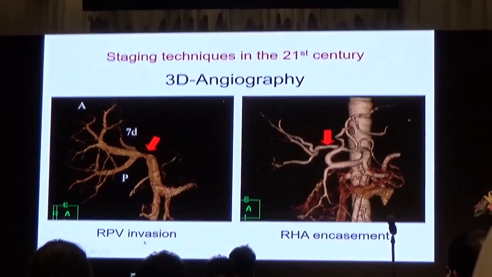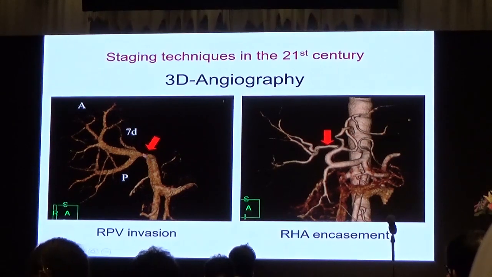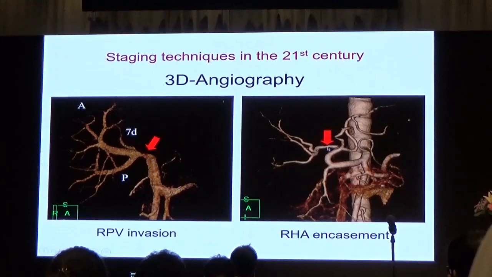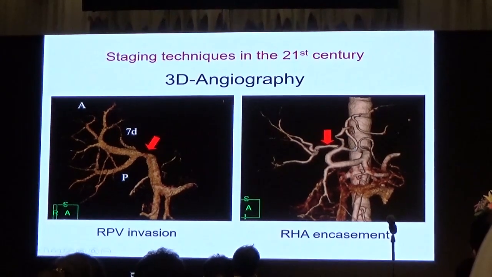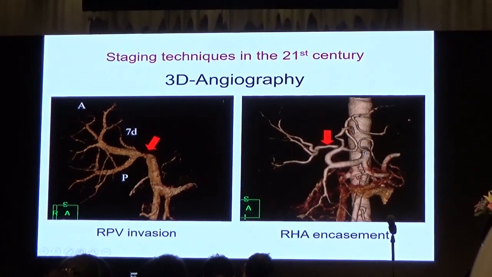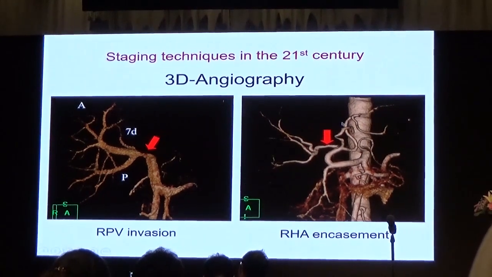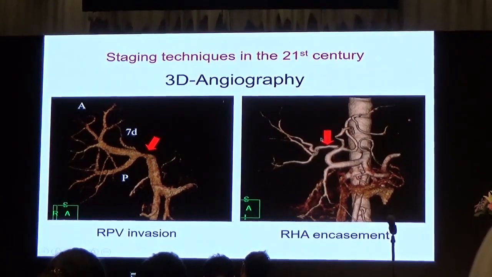Here you see a complete obstruction of the left portal vein, and the cancer invasion along the right hepatic artery. And the middle hepatic artery is also involved. However, the left hepatic artery is intact. So from this information, I designed a hepatic artery reconstruction using the left hepatic artery. Here to here.